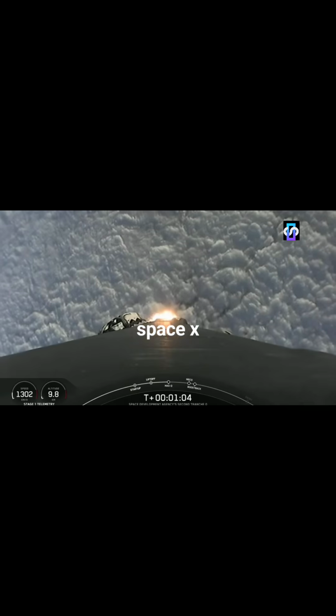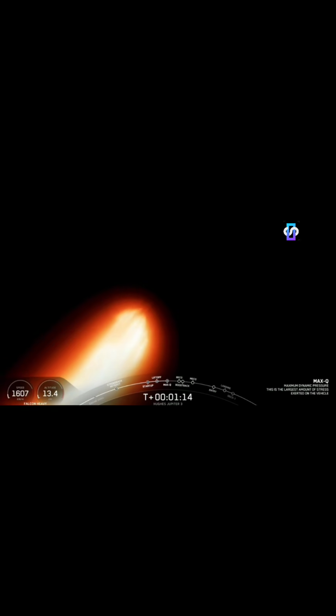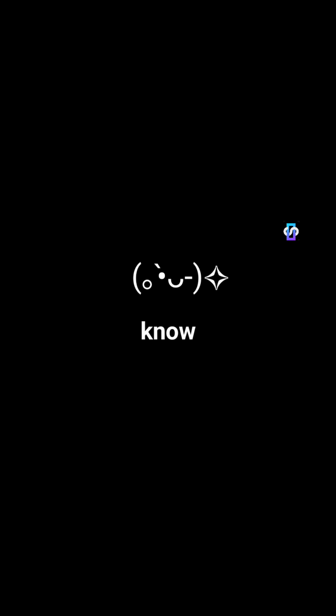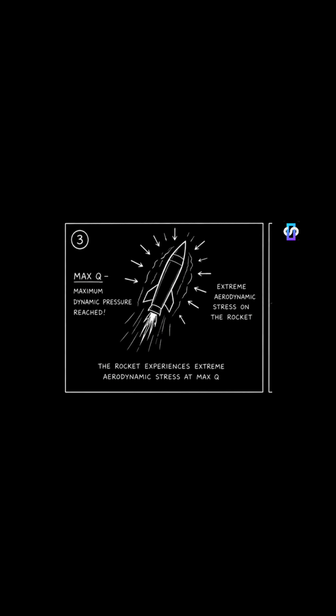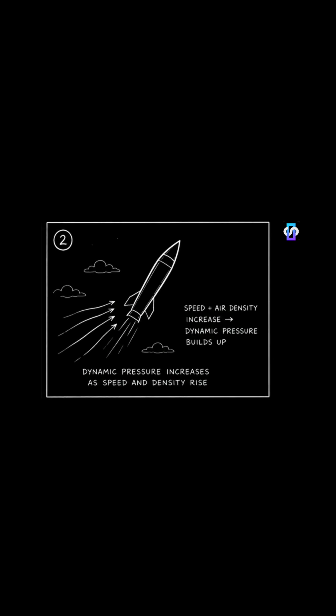Max Q, which means maximum dynamic pressure. You might have heard this word in pretty much every SpaceX launch. Max Q. And also you know the meaning. Max Q is nothing but the moment where the rocket experiences extreme aerodynamic stress from the air.